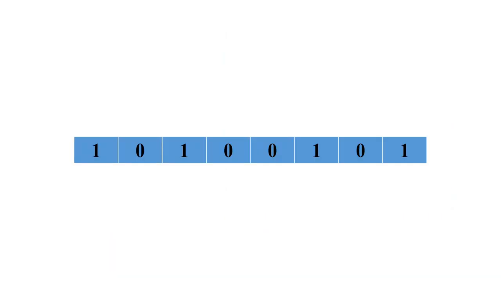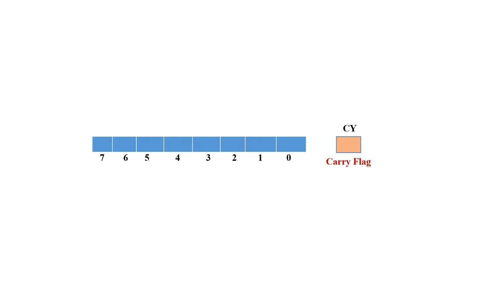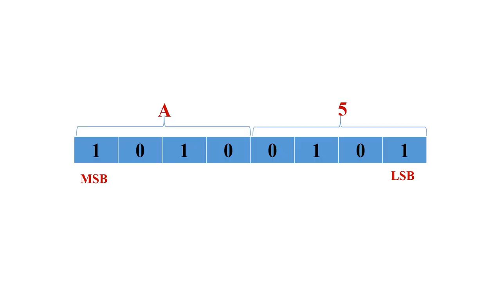Now let us consider an 8-bit number, which is stored at the memory location 30H. So here it is A5. The number has an LSB and an MSB, but our interest is in finding the least significant bit, because it will decide whether the given number is even or odd. If the LSB is 1, it will be odd, and if the LSB is 0, it indicates that the given number is even.